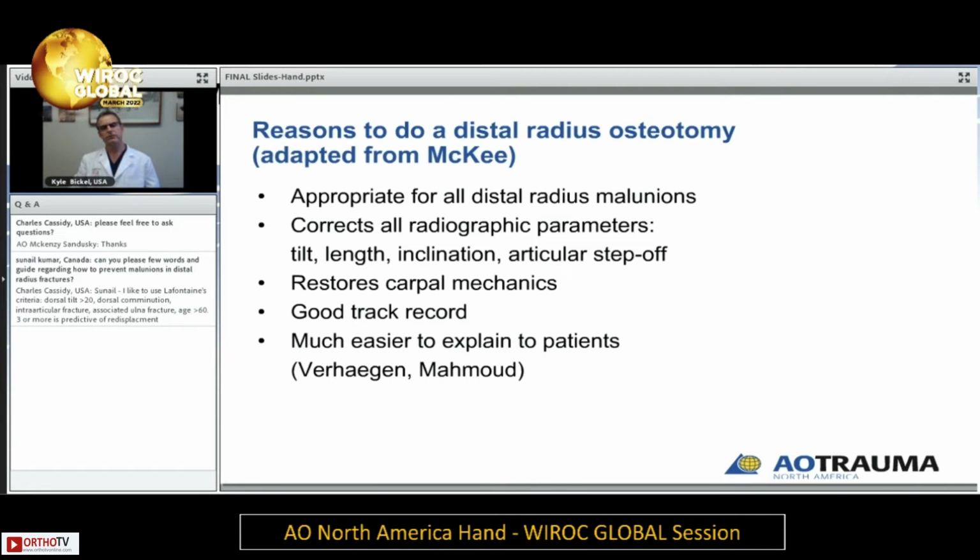Once we identify the fracture thoroughly, why would we do a distal radius osteotomy? Well, it's really appropriate for all malunions to some extent, and we need to determine which patients are going to be best helped. It corrects all of the radiographic parameters. It can restore proper carpal mechanics because, as I just mentioned, this is not just affecting the radius. It affects the mechanics of the radiocarpal and intercarpal joints. There's certainly ample evidence that it works well. And it's a lot easier to explain to a patient who knows they broke their radius why we're going to address the radius instead of the other side of the wrist that they didn't injure. So it makes sense to patients that they broke their wrist, it didn't heal properly, and we're going to correct the broken bone.